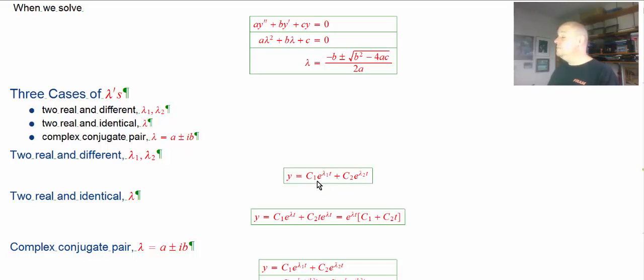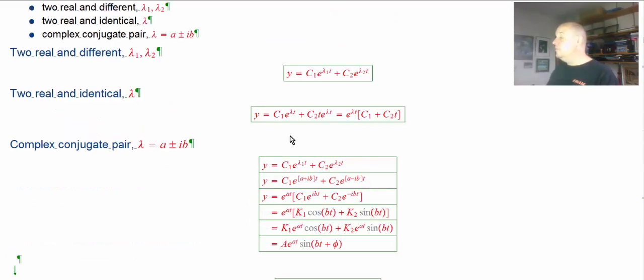For real and different, with C1 and C2 as the constants, we take a linear combination of e to the lambda 1 t and e to the lambda 2 t, if lambda 1 and lambda 2 are different. If they're the same, we take a linear combination of e to the lambda t and t e to the lambda t. We need this extra t in front if the two eigenvalues are the same.